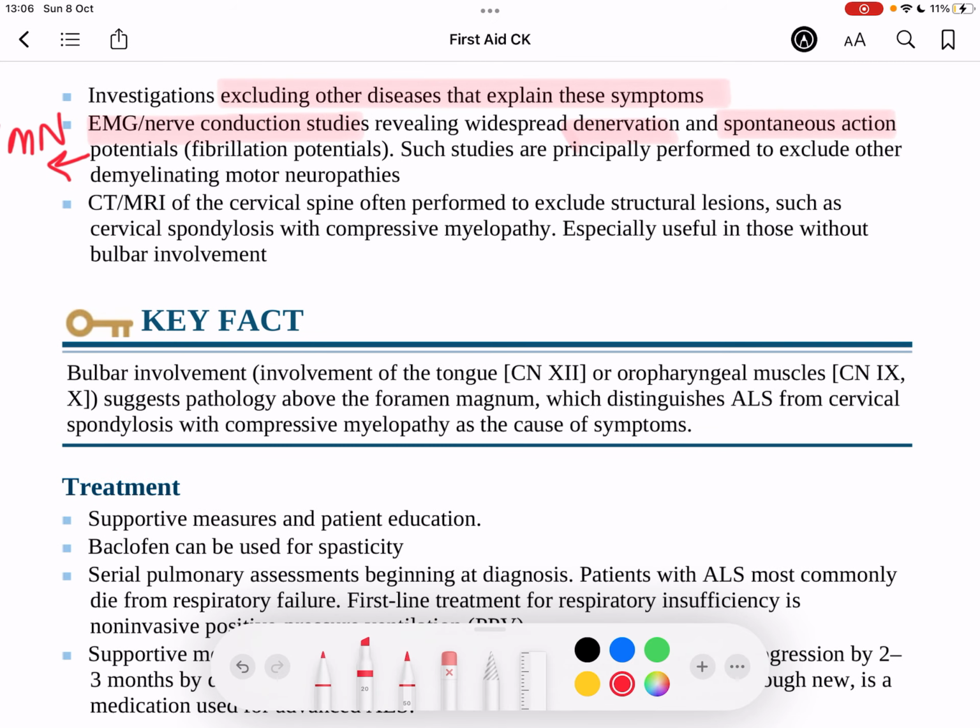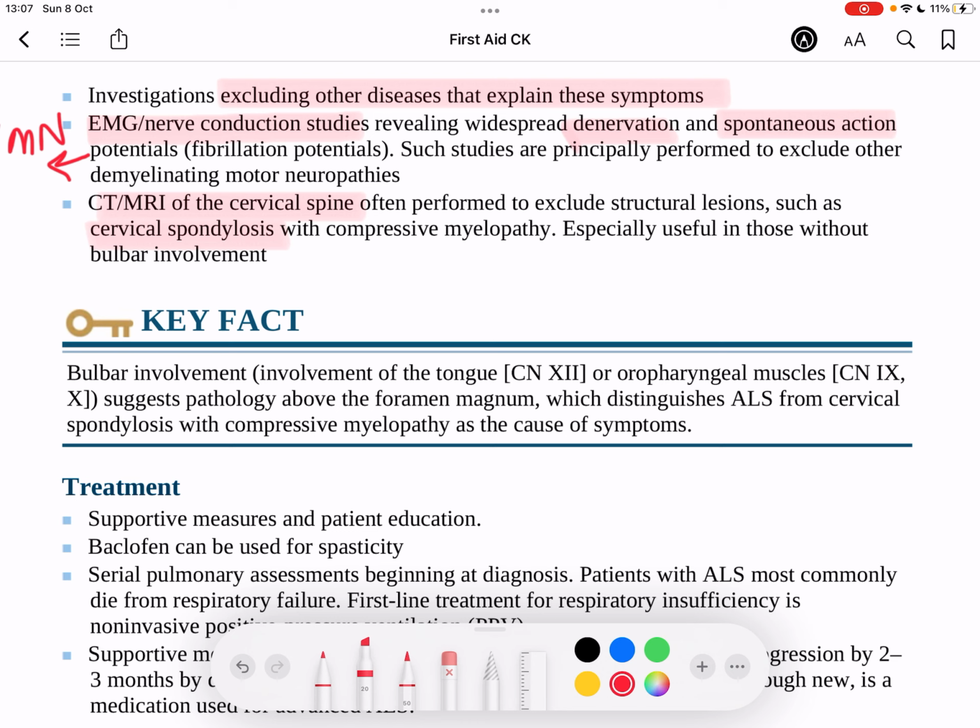CT and MRI of the cervical spine should be done, and the answer is why? Because it has very similar symptoms to cervical spondylosis. If I'm compressing the cervical spine, this will create upper motor neuron signs and lower motor neuron signs, okay? So we need to do a CT and an MRI of the cervical spine to exclude cervical spondylosis.